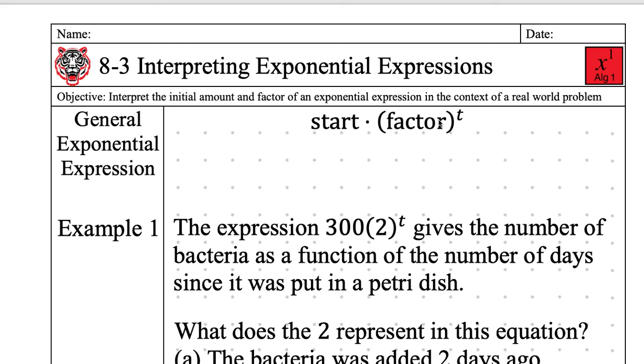Alright, so we're in Algebra 1, Lesson 8-3, Interpreting Exponential Expressions. Today's date is Thursday, February 6, 2020. What is our objective? Interpret the initial amount and factor of an exponential expression in the context of a real-world problem. There it is. So yesterday we had the general formula, and I'm just cutting off this piece.